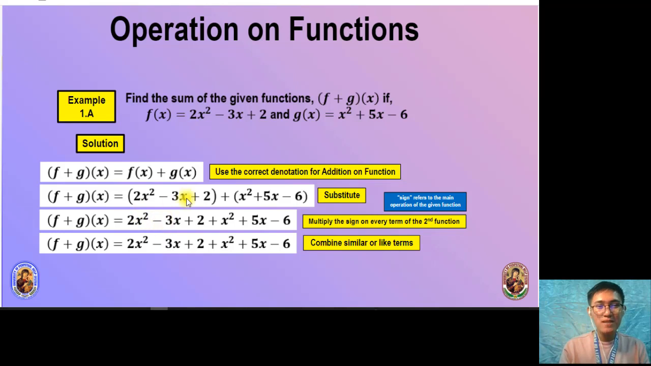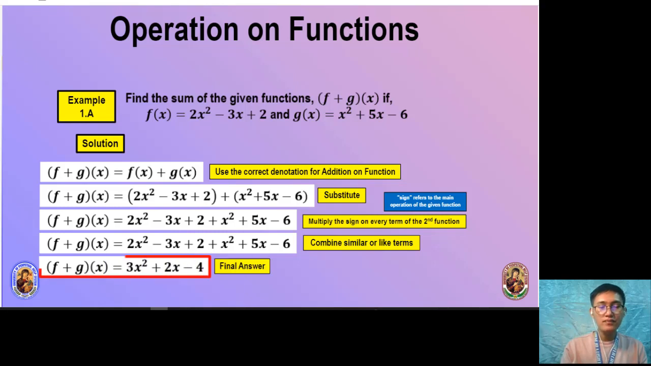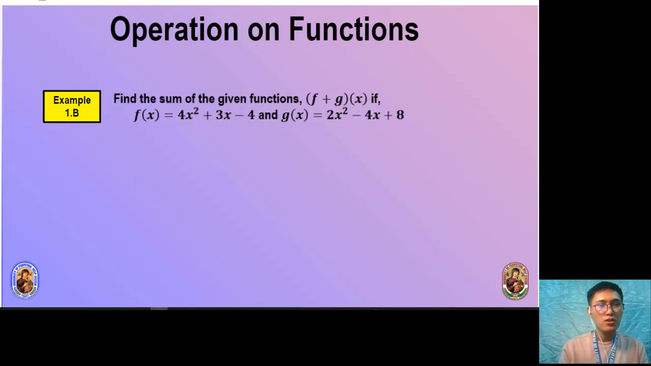Okay, next, combining like terms, we have 2x squared plus x squared, and negative 3x plus 5x, and positive 2 minus 6. So 2x squared plus x squared is, what do you think? Correct, it's 3x squared. Then negative 3x plus 5x will have positive 2x, and 2 minus 6 is negative 4. Let's see if we got it. Alright, so we got 3x squared plus 2x minus 4. Let's go to the next example. Example 1.b.